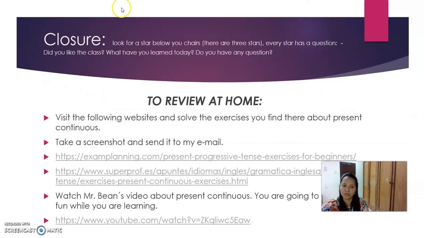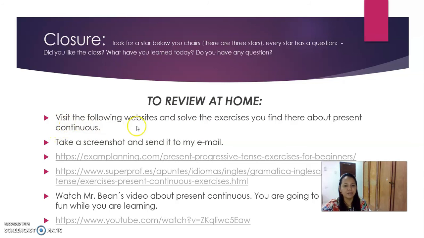Now here we have the closure activity. For this step, I designed this activity. Look for a star below your chair. There are 3 stars. Every star has a question. Did you like the class? What have you learned today? Do you have any question? After students answer these questions, I need to clear that classmates can help these ones. After doing this step, I can suggest to students some activities in order they review at home.